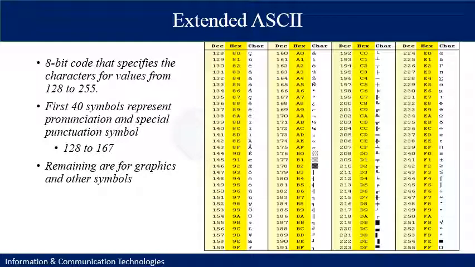We have the extended ASCII version, which is an 8-bit code that specifies the characters from values 128 to 255. So in this case, the first 40 symbols represent pronunciation and special punctuation marks. The remaining are the graphics and other symbols, as you can see here.